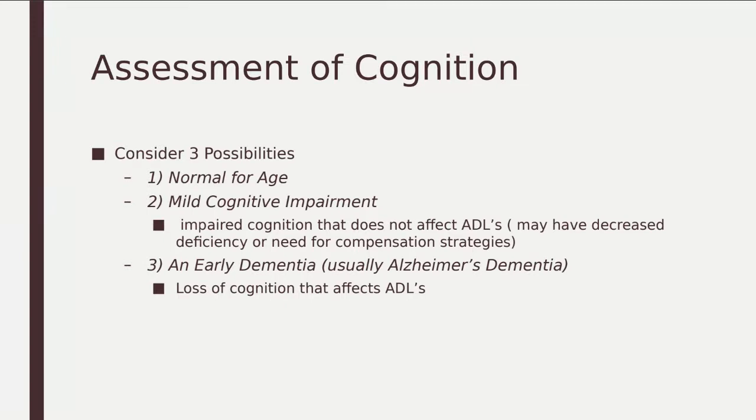So, assessment for cognition. Sometimes our elders' cognition needs to be assessed to make sure that it's normal for their age. Sometimes there's mild cognitive impairment where they're starting to get frustrated with certain things, and then sometimes there can be early dementia. So you want to pay attention to those. You may not be doing these yourself as a chiropractor, but you do want to be aware of these things.